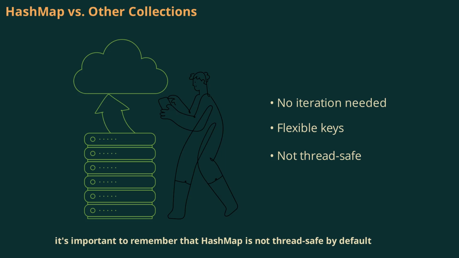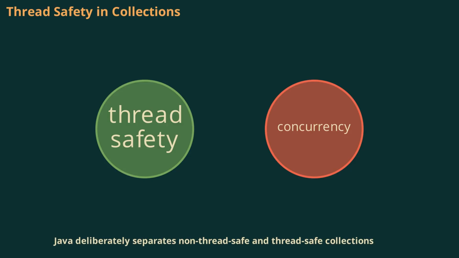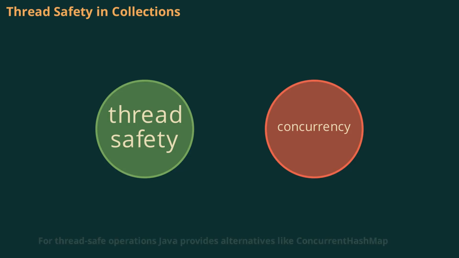However, it's important to remember that HashMap is not thread-safe by default. Java deliberately separates non-thread-safe and thread-safe collections. HashMap is not thread-safe, meaning it shouldn't be used in concurrent environments without proper synchronization. For thread-safe operations, Java provides alternatives like ConcurrentHashMap, which builds on HashMap's design.